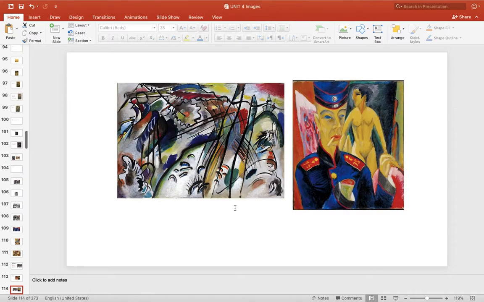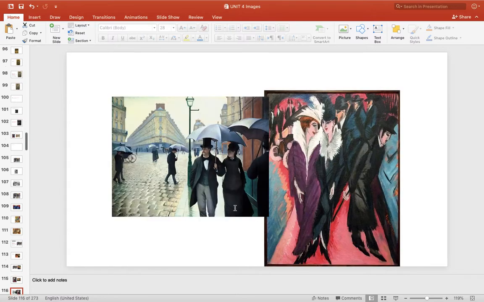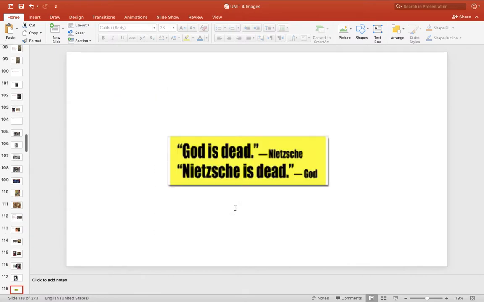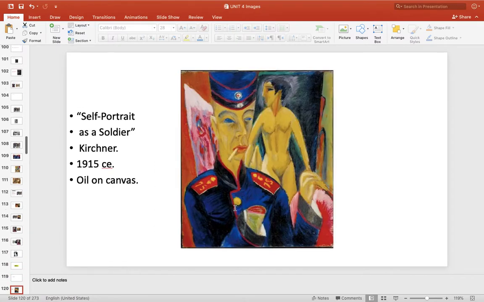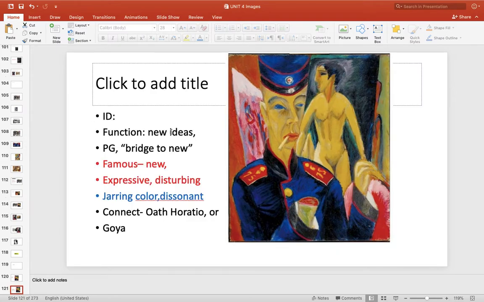Die Brücke is a bridge to the new, so their art is very philosophical, and they love Nietzsche. They want a new beginning. They're nihilists. They reject the past. So this art here, the function is really to bring new ideas of a new society, thus the bridge, the Brücke to the new. So they're famous for having very disturbing art. It's expressive and disturbing. The form is jarring color, dissonant, uncomfortable, because that's what the work is meant to do, is push to something new.